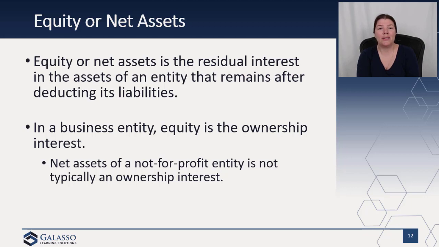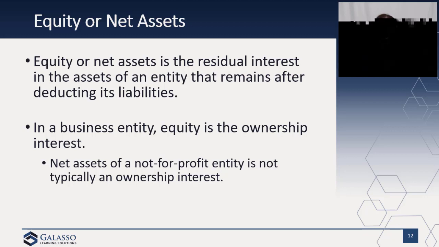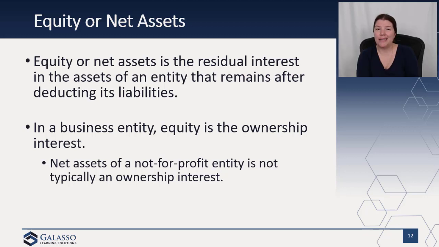So one of the things that it does do here is for net asset classes, it recognizes 2 net asset classes instead of 3. We used to have, prior to ASU 2016-14, 3 net asset classes. In a business entity, equity is the ownership interest, but that's not necessarily true for nonprofits, right? Net assets of a nonprofit is not typically an ownership interest. So they spend a little bit of time clarifying how equity versus net assets work.